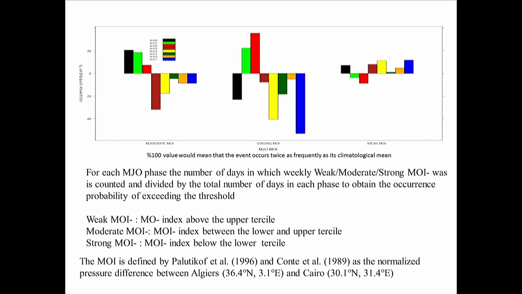This is the kind of relationship we can see when we look at the MJO and the Mediterranean oscillation. My explanation for why we have this high frequency of Mediterranean oscillation in its negative phase in phase six is related to the same finding as Christophe Cassou. We have more chance to have negative Mediterranean oscillation with the transition to the blocking regimes.